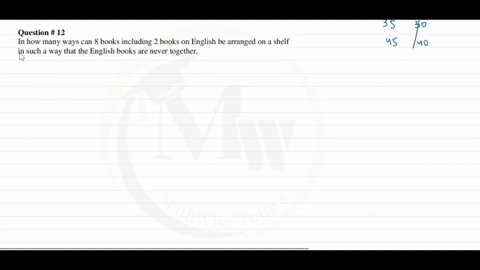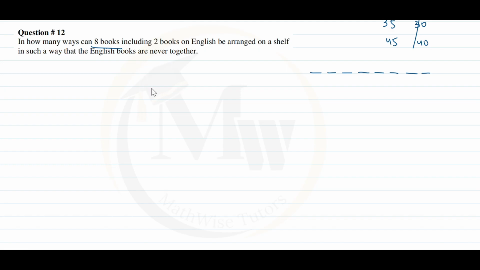Now in this question they are saying: in how many ways can 8 books, including 2 books on English, be arranged on a shelf in such a way that the English books are never together. So the condition is again that the English books are never together. We have to arrange the 2 English books and the total are 8 books. So we have the 8 books: 1, 2, 3, 4, 5, 6, 7, 8. They said the English books can never be together.